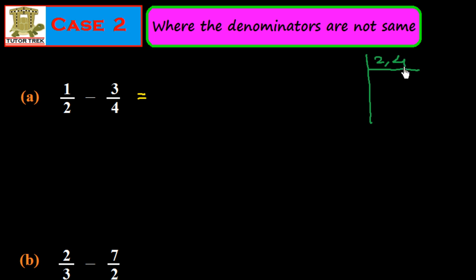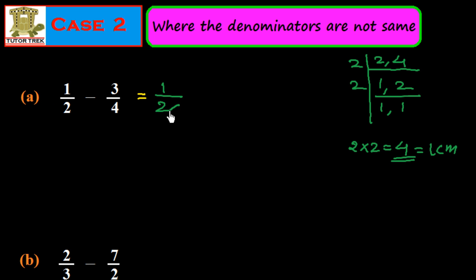Write down 2 and 4, the denominators of both fractions, and do the prime factorization. 2 1 time, 2 2 times, and here 2 1 and 1 times. We multiply these factors, 2 into 2, which is 4. So this 4 is the LCM. First of all we have to make the denominators equal to the LCM. So in the first fraction, 1 over 2, we have to make the denominator 4, which should be equal to the LCM.